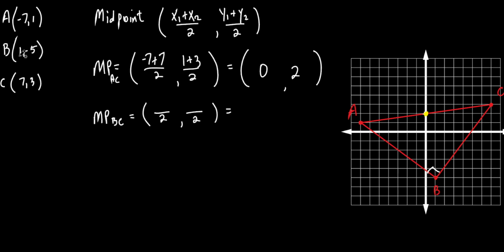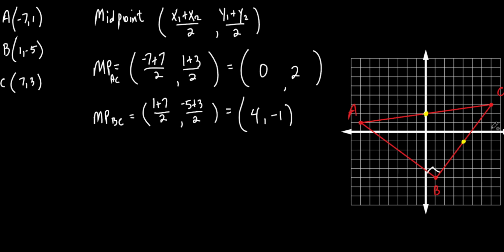Midpoint of BC. So what do we do? Add up the x's. 1 plus 7. Add up the y's. Negative 5 plus 3. All right. So 1 plus 7, that's 8. Over 2 is 4. Negative 5 plus 3 is negative 2. Negative 2 divided by 2 is negative 1. Okay. So what did I just find? What's that 4, negative 1? 1, 2, 3, 4, negative 1. Right there. See where it hits right on that line? That's the midpoint, isn't it?